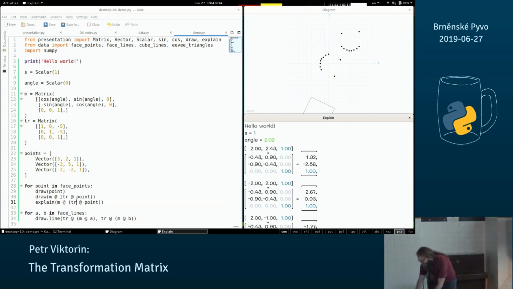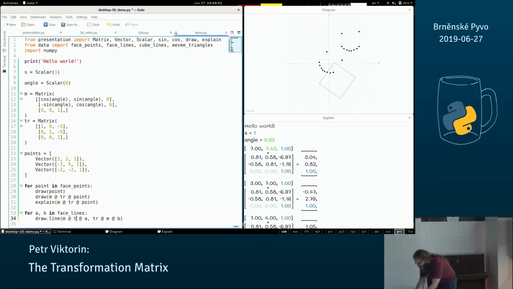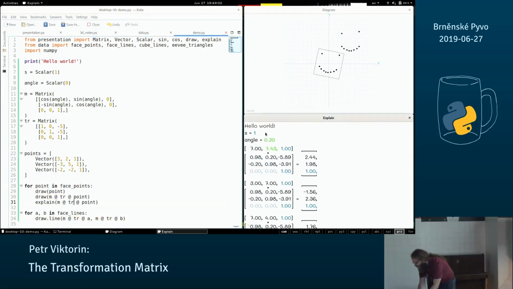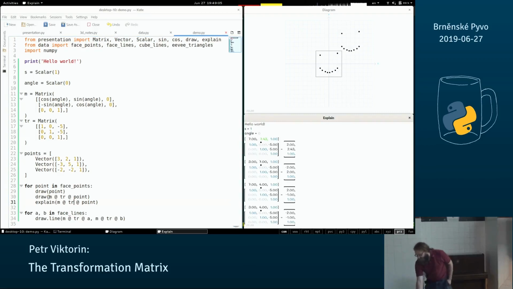Now the interesting thing here is that I can get rid of these parentheses. Now it will not work. I can change the order. And who knows what this means? So this means I multiply the two matrices together and then use that to multiply the points.